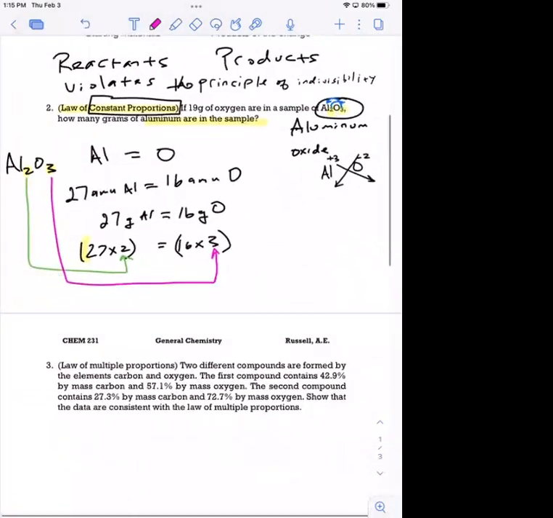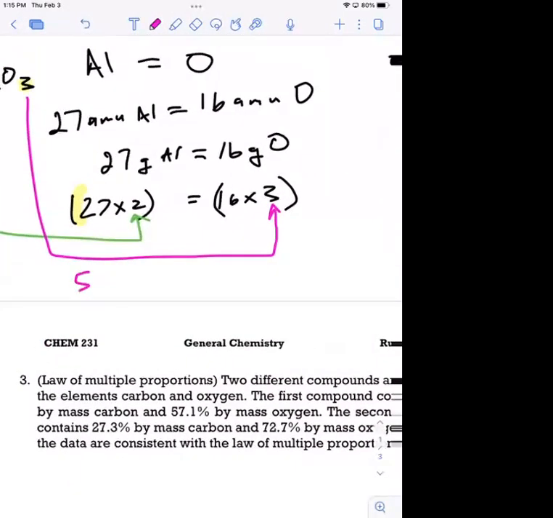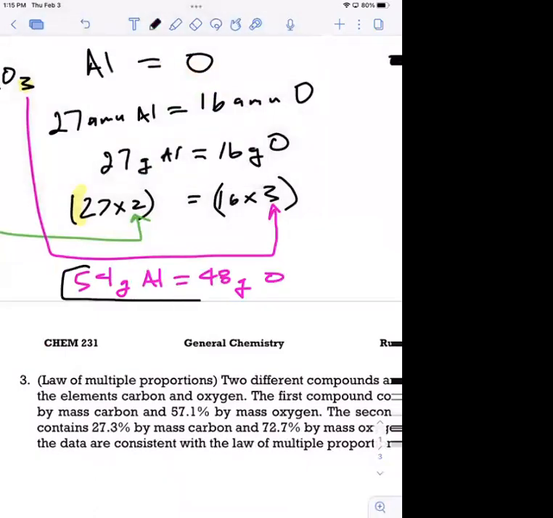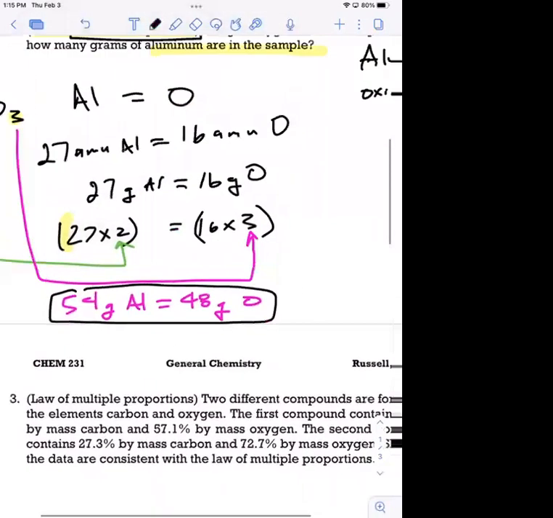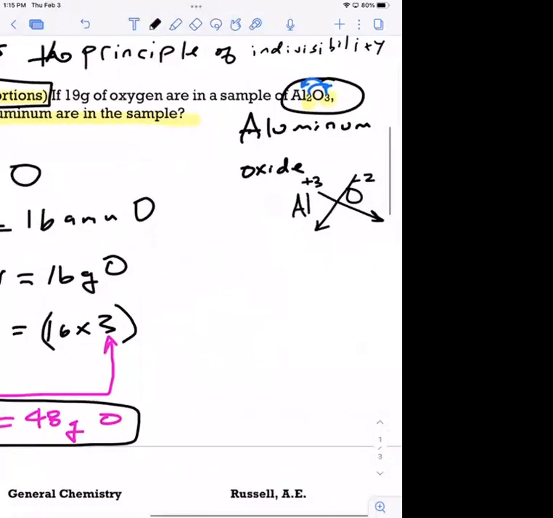All right, so when we do that, we can say that 54 grams of aluminum equals 48 grams of oxygen. So now we have our ratio. This is the ratio that we'll use to interconvert between aluminum and oxygen for any sample of aluminum oxide, no matter where that sample comes from. So let's do that here.